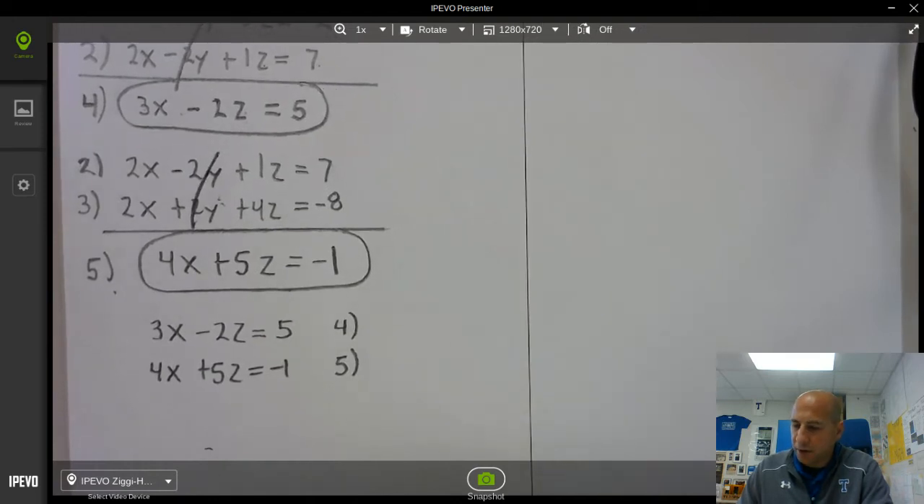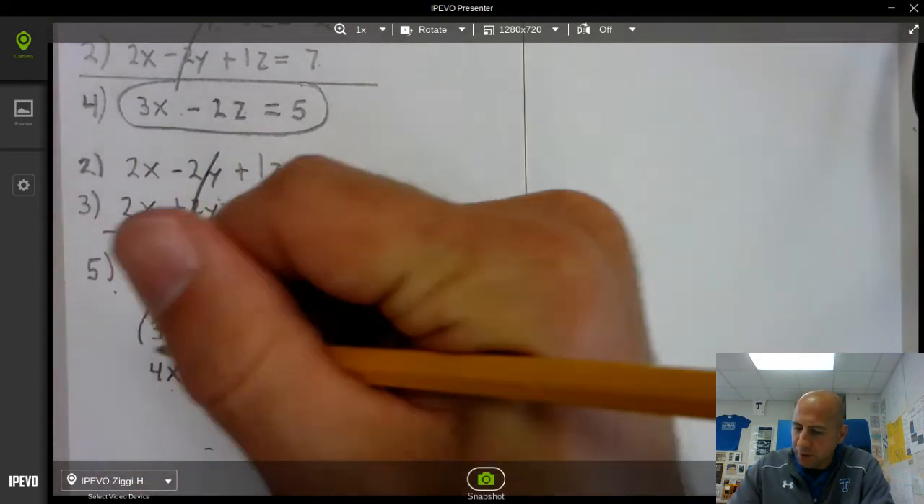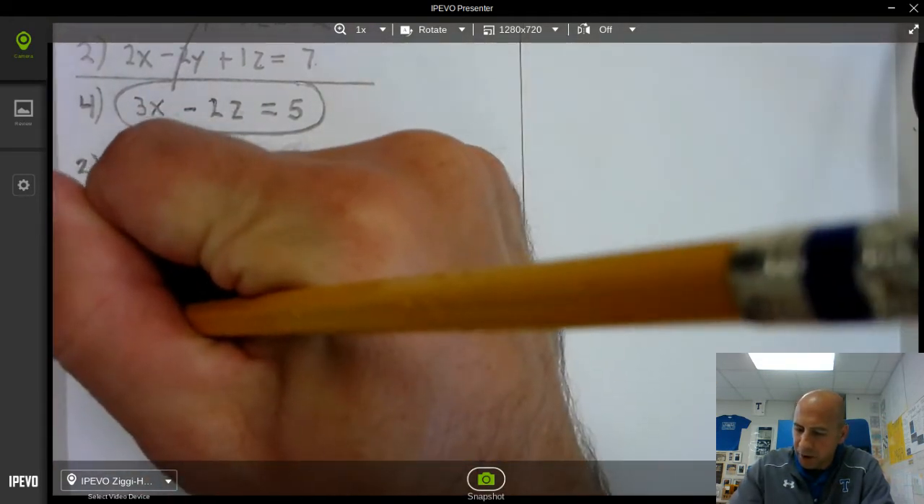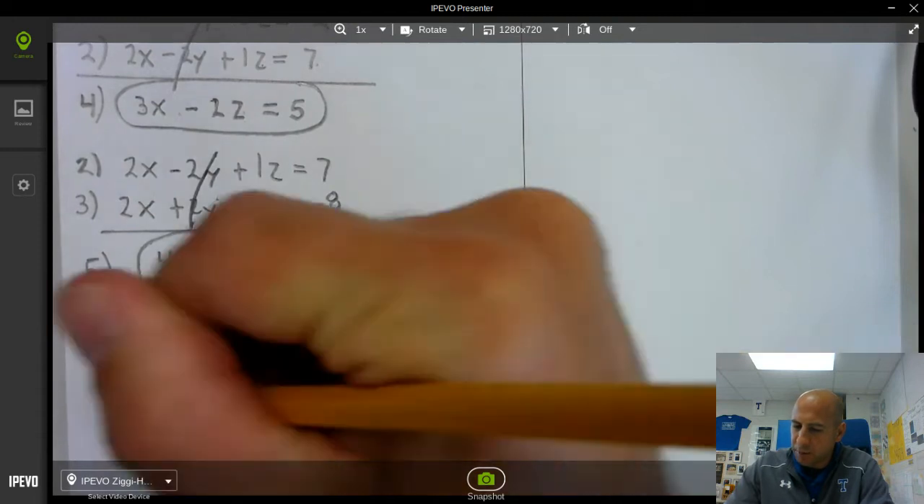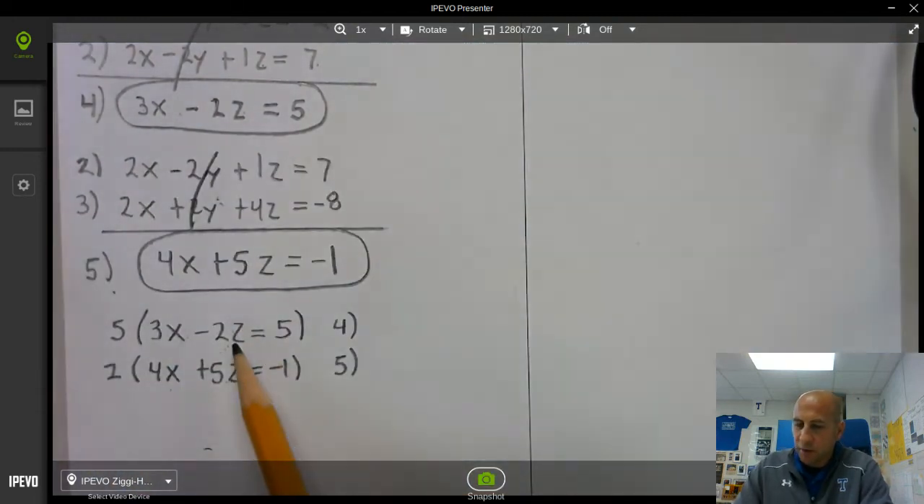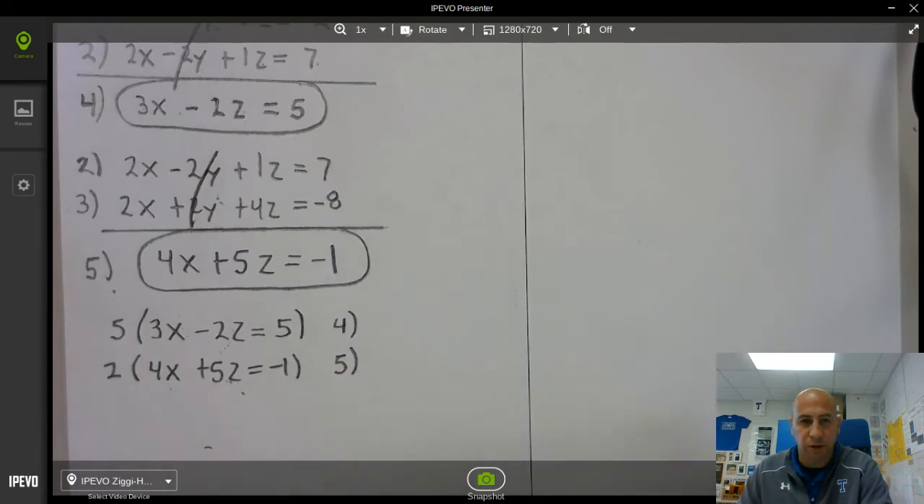All right, now here's the thing. We can't eliminate x or z, but we see the negative, and that's where you want to look for your elimination. So I see the negative 2 and 5. So if I multiply the first equation by positive 5 and the second equation by positive 2, that will give me a negative 10 and a positive 10, and they'll eliminate. So that's what we're going to do.